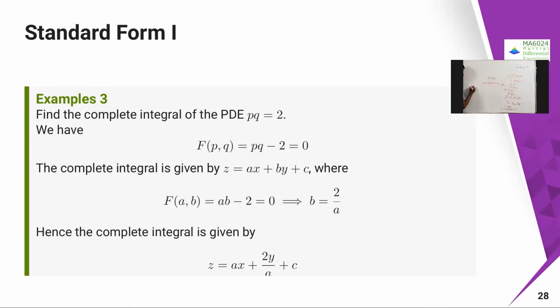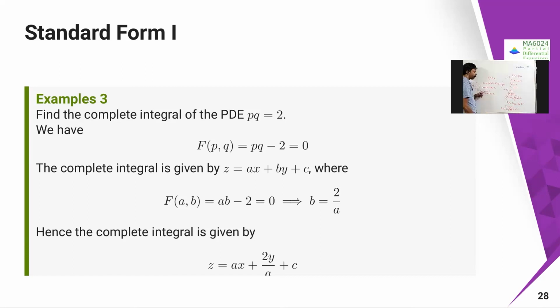So if pq equal to 2, for this case, one problem, pq equal to 2. Therefore, my f of p comma q, I can write as pq minus 2. Therefore the solution f of a comma b is going to be ab minus 2, because wherever p comma q is there, I have to substitute a comma b. Where z is going to become ax plus by plus c.